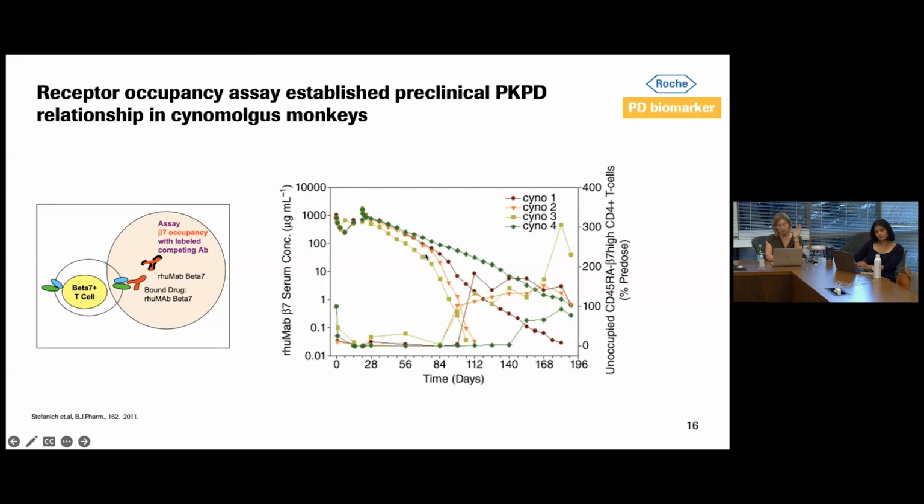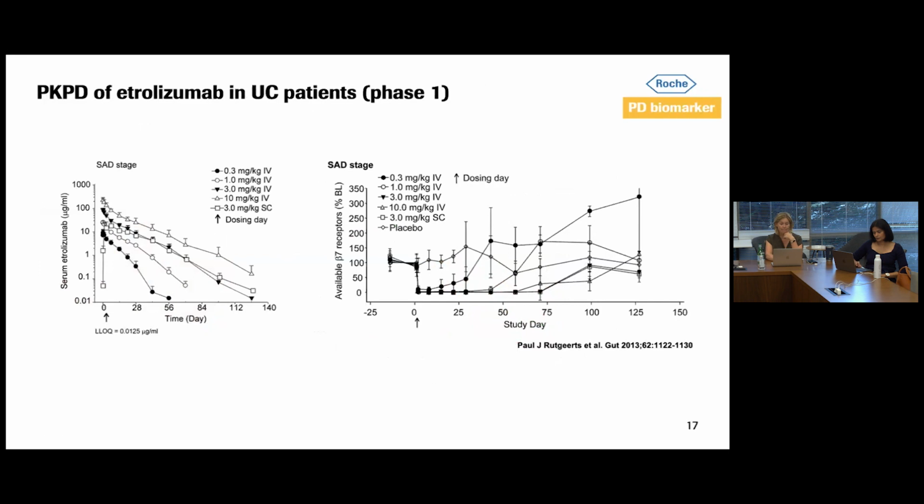And as the drug cleared, as it was getting removed from the systemic circulation, we were able to detect beta-7 cells on these lymphocytes in the blood again. So what this allowed us to do is pick a dose that would result in a certain exposure that would then result in full receptor occupancy, because our goal was we need full receptor occupancy to have the maximum effect of our anti-beta-7 antibody in these patients. That was the objective of our phase 1.